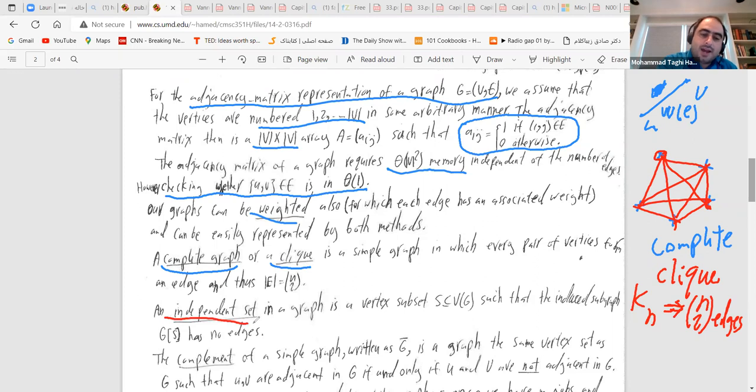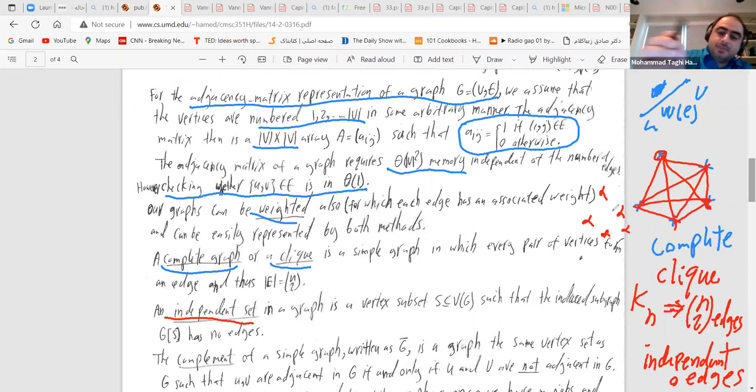So for induced subgraphs, the independent set is exactly the reverse of that. An independent set has n vertices, but it has zero edges. That's the difference between an independent set and a complete graph. A complete graph has all edges. For an independent set, if I want to draw it, it is something like this: a set of vertices, but there are no edges in between. So we can say independent set and clique.